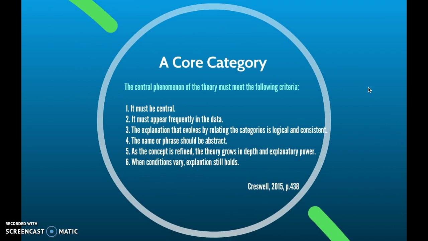The next characteristic is a core category, and the central phenomenon of the theory has to meet the following criteria. Our purpose is to gather all the information in a grounded theory study and really develop a theory from the core category. So it has to be central and appear frequently in the data. The explanation that evolves by relating categories is logical and consistent. The name or phrase should be abstract. As the concept is refined, the theory grows in depth and explanatory power. And when conditions vary, the explanation still holds.